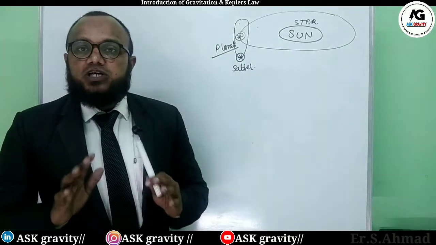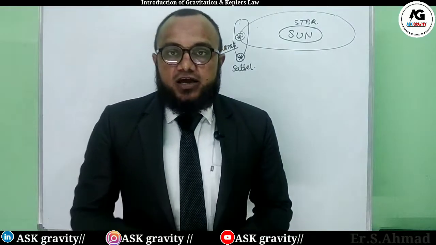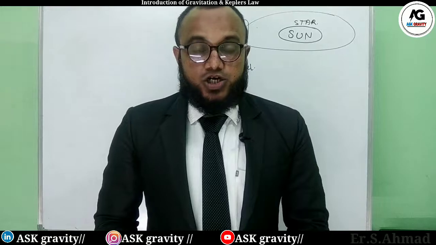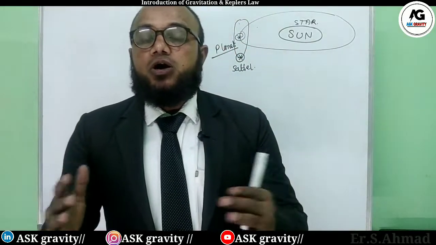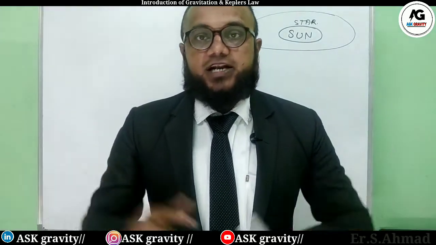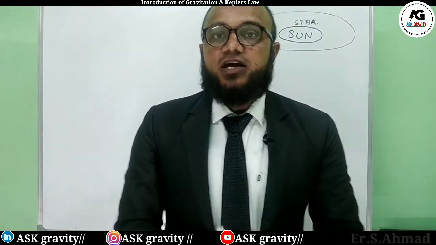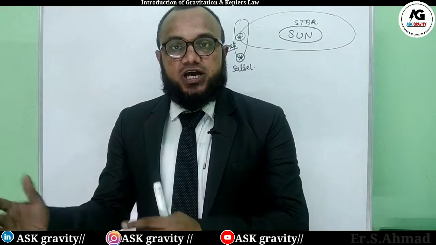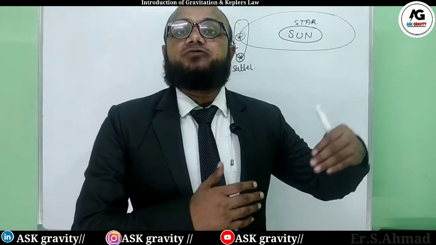Basically, in our solar system, till today, scientists have discovered 8 planets. So we have to learn and remember the names of all these planets. We have a very short trick to remember all these planets, which one is near to the Sun and which one is far.